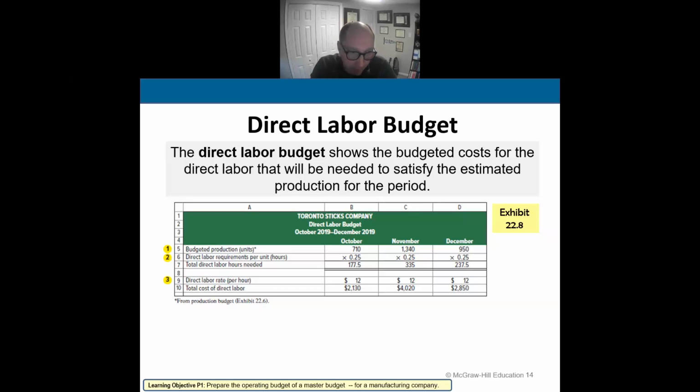So the third step is we take the total direct hours we're going to use during the month, and we multiply that by the hourly rate. So 177.5 hours times $12 per hour gives me a total direct labor cost for the month of October of $2,130. And I follow the same process for every month thereafter.